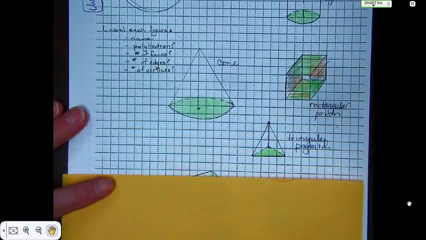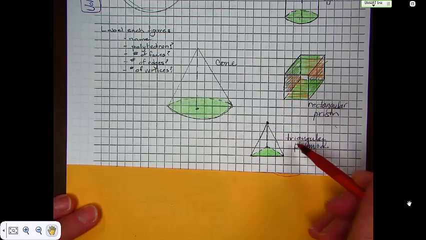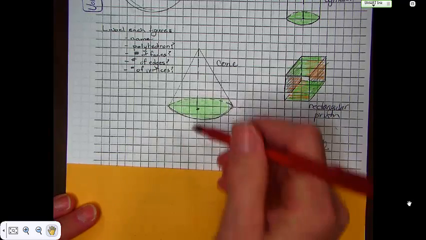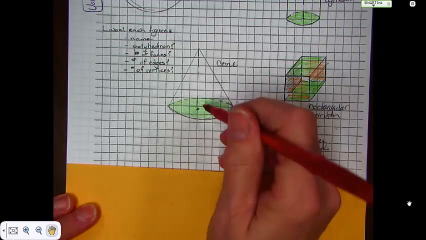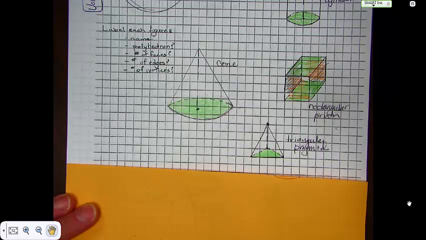You have a cone. It has a point. You have a triangular pyramid. It has a point. So find the area of the base, pi r squared, multiply it by the height, and then divide it by 3, or take 1/3 of it.